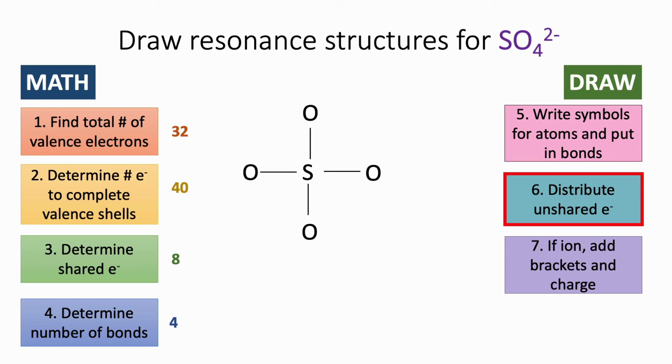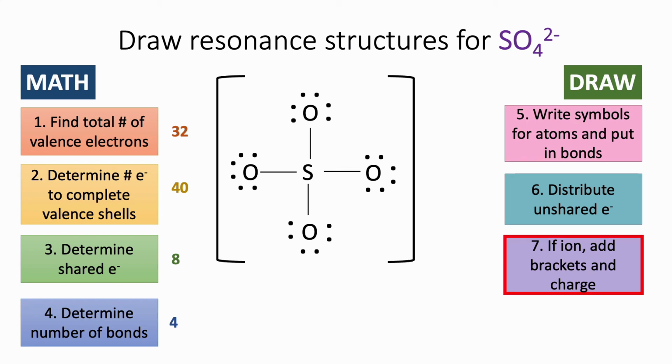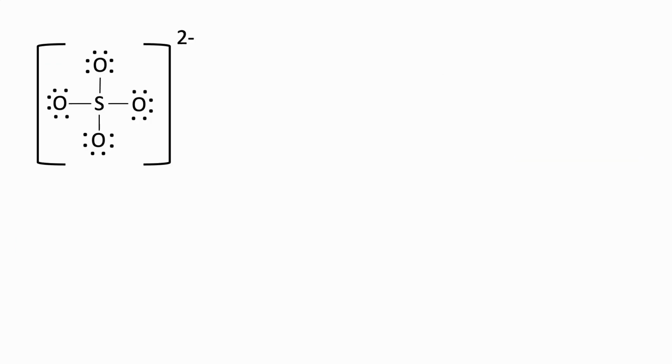Now we can distribute our unshared electrons. We should have 24 of those. And if you look, each of our oxygens has 1 bond, 2 shared electrons. So each of them will need 6 electrons. And does that make sense? Well, 6 times 4 is 24, so yes. So we're going to have 2, 4, 6, 8, 10, 12, 14, 16, 18, 20, 22, 24. So there is our structure for sulfate. And one more thing to do before we finish our steps, and that is to add the brackets and our charge.